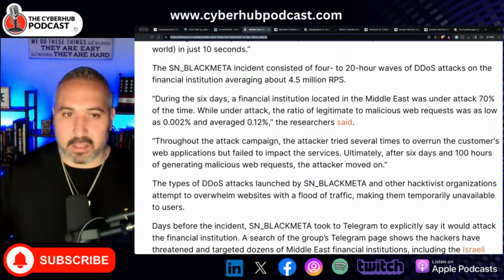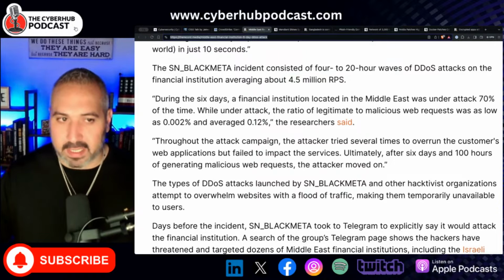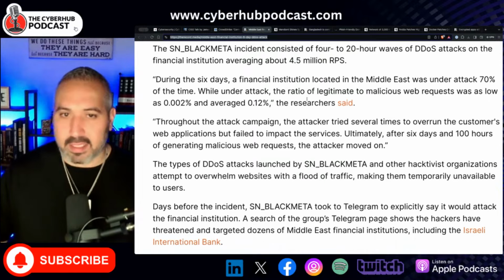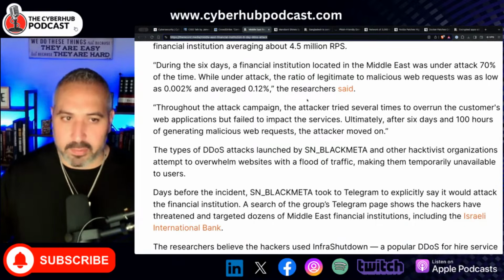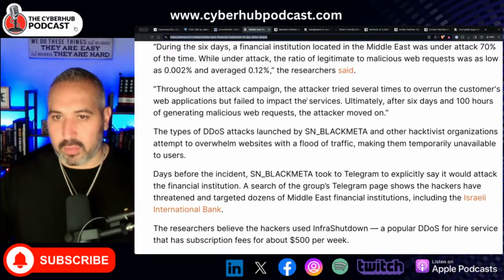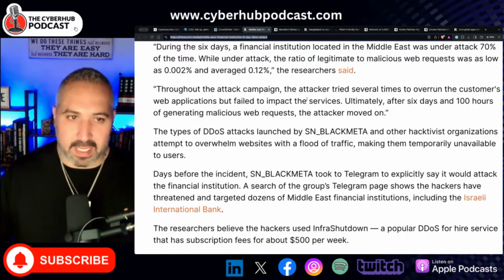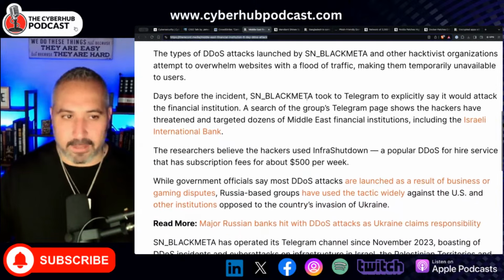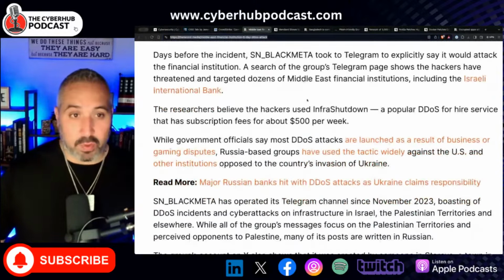The SN Black Meta incident consisted of four 20-hour waves of DDoS attack on the financial institution, averaging around 4.5 million RPS. During the six days, the institution, located in the UAE (they say the Middle East, but I now know confirmed it's the UAE), was under attack 70% of the time. While under attack, the ratio of legitimate to malicious web requests was as low as 0.002%, and averaged 0.12%, according to the researchers. The attackers tried several times to overrun the customer's web applications, but failed to impact the services. Ultimately, after six days of generating malicious web requests, the attackers moved on, realizing they couldn't really impact the organization.